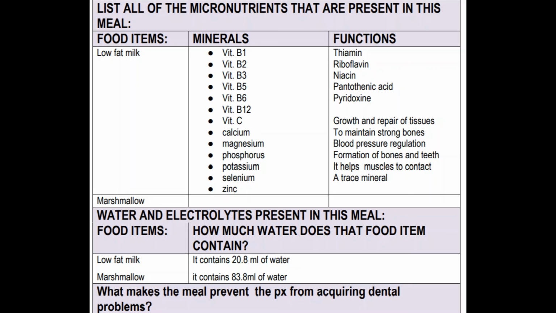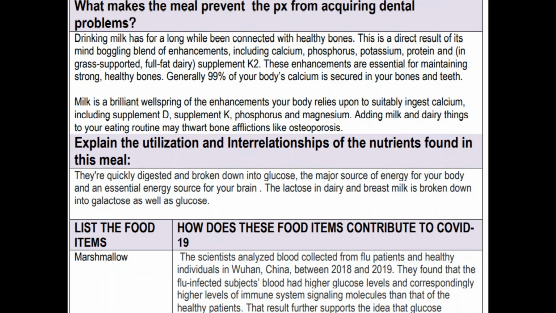So for the water and electrolytes present in this meal, the low-fat milk contains 20.8 ml of water, and the marshmallow contains 83.8 ml of water.